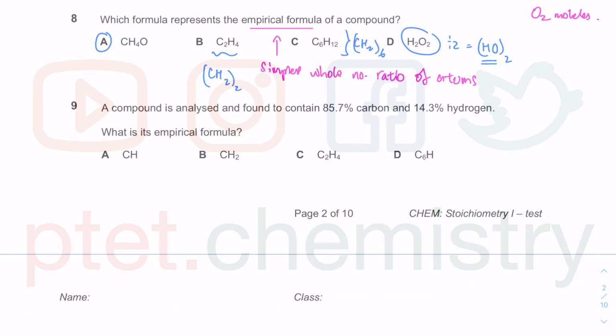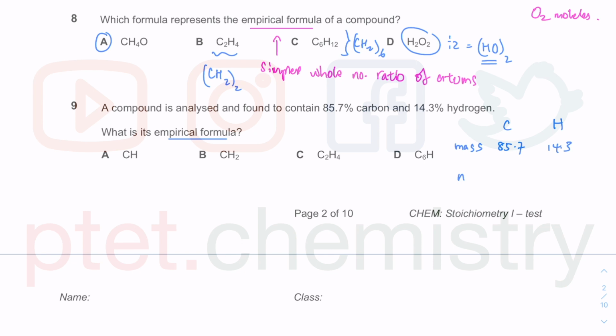Question number 9 is again about empirical formula, but here you need to do a bit of calculation. So in your paper 1 kind of setting, you need to be able to do a calculation very quickly. So I'll just label as well. Despite trying to do things very quickly, do not lose your standard.